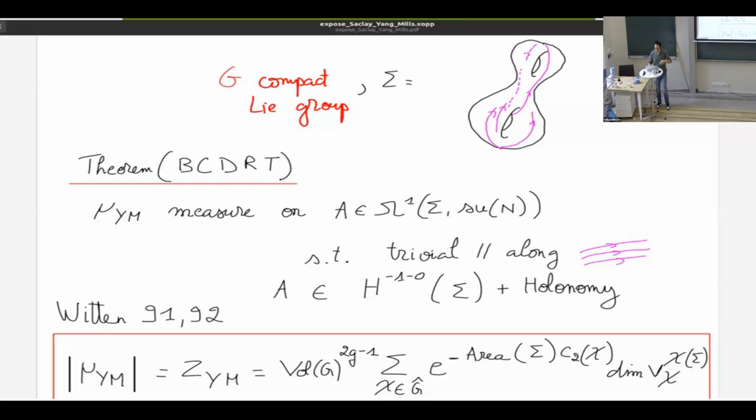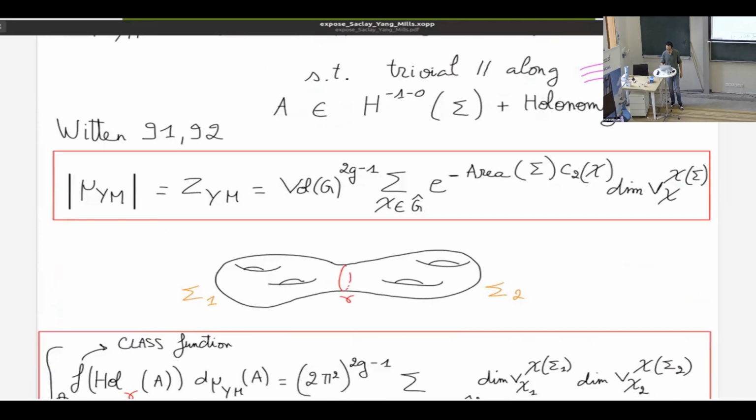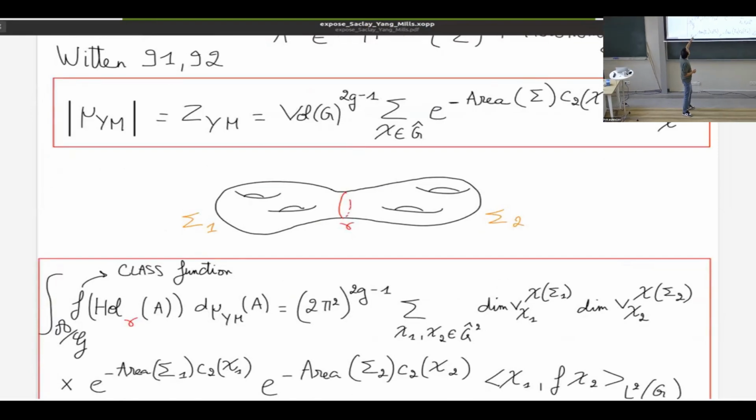And we can make sense of the holonomy of these random one forms along a certain class of curves. And we can recover formulas that were found by Witten in the 90s. So we can calculate the total mass of this measure, and it can be expressed in terms of irreducible representations of your group G. Yeah, it's just a comment.